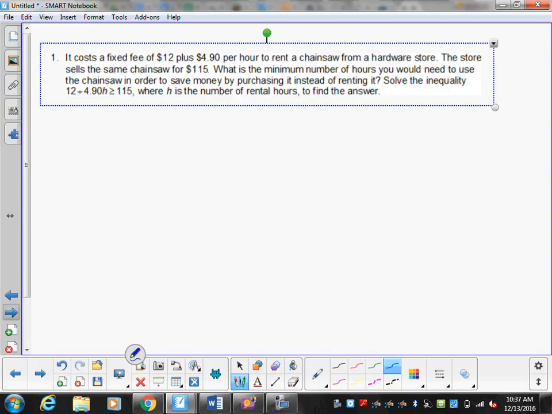So, what is the minimum number of hours? So first off, y'all, we're looking for a whole number. We're looking for hours, and we're not looking for a decimal. We're looking for the number of hours. And so if you're going to have to do this, you always have to round up, okay, on this one. So we have 12 plus 4.90h is greater than or equal to 115.